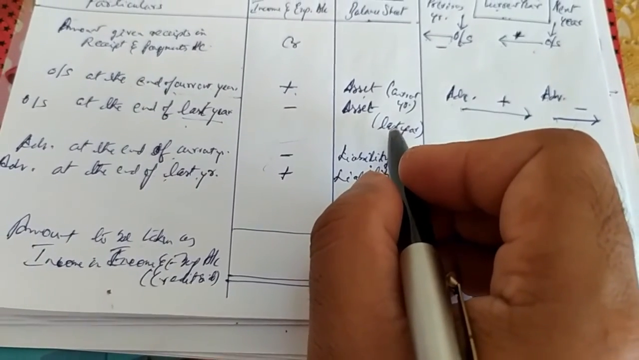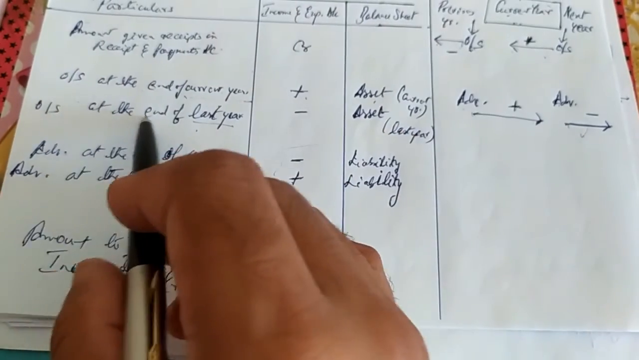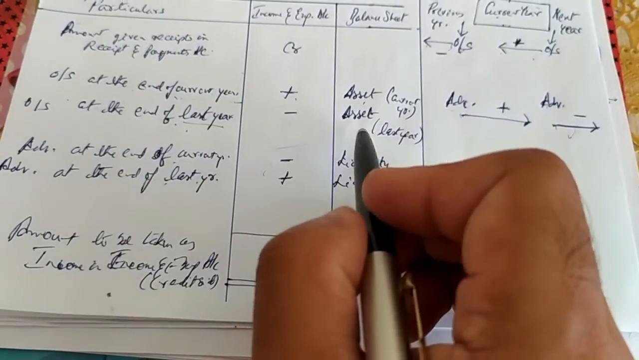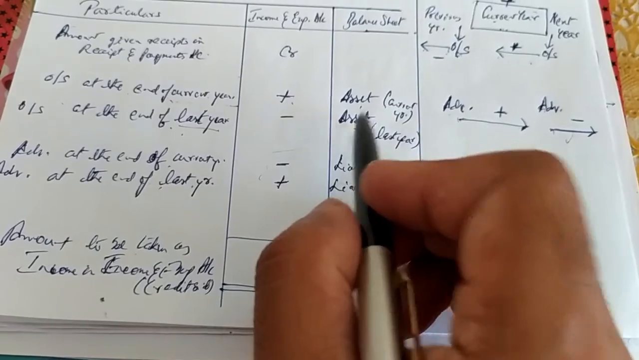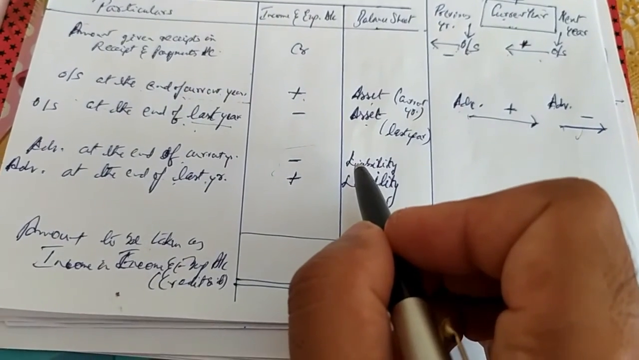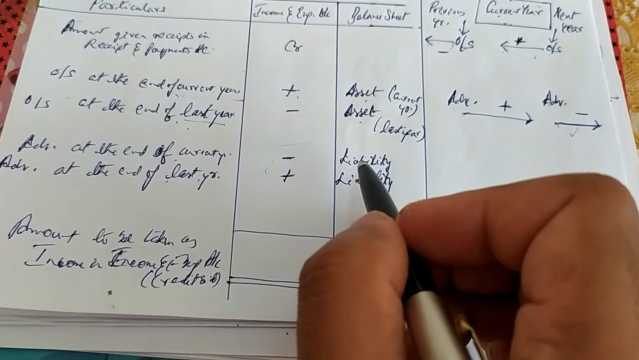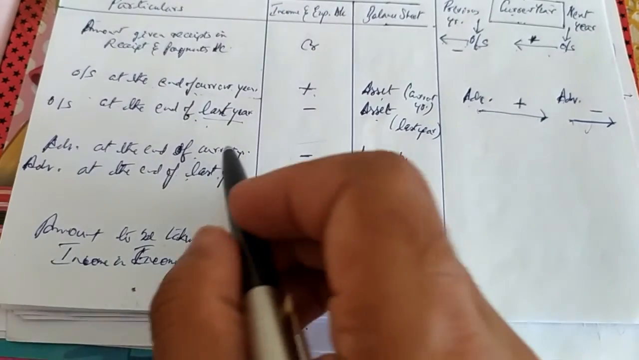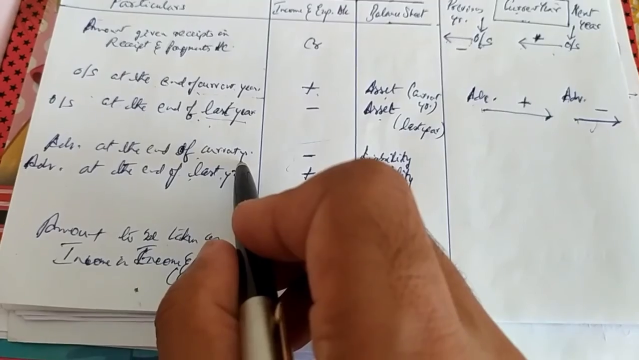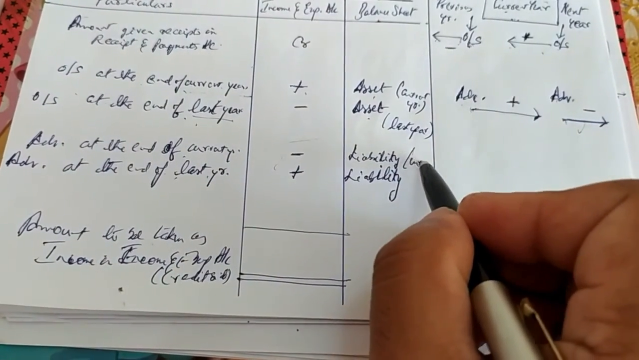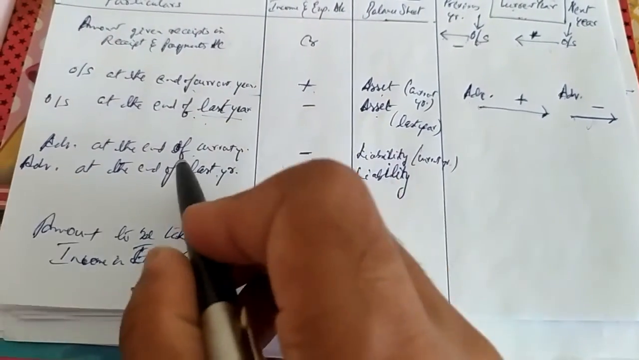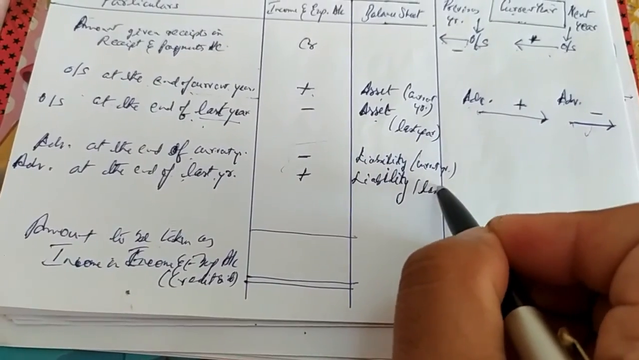Remember, when you prepare the opening balance sheet, if any such outstanding figure is given in the adjustment, you have to enter it there. The same goes for liability also. When you prepare the opening and closing balance sheet, for liability you will take this current year here, and this will be taken as liability for last year.